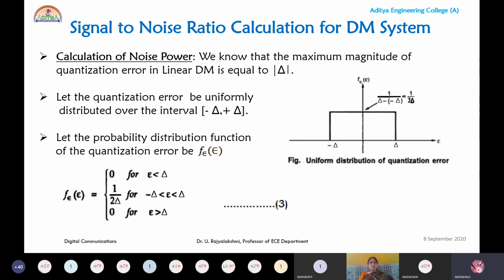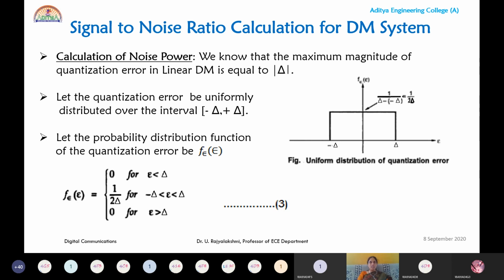Okay, thank you. So what is the range of quantization error in the case of PCM system? Minus delta by 2 to plus delta by 2. And there we got the quantization noise power as delta square by 12. Let us see how much you will get by using the delta modulation.